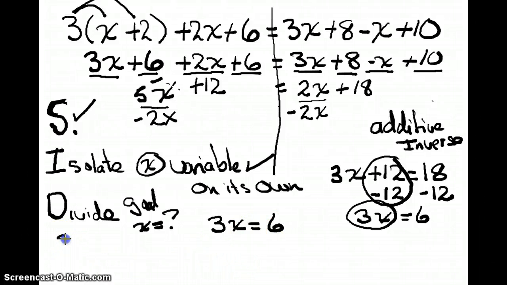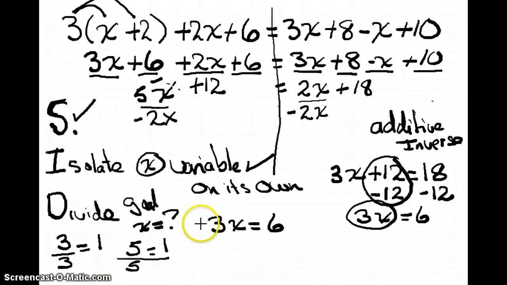How do I turn a 3 into a 1? I divide it by itself. How do I turn a 5 into a 1? I divide it by itself. Okay? This is called the multiplicative inverse, because really what you're doing is you're taking 3 and multiplying it by its inverse. 3 times 1 is 3. 1 times 3 is 3, and that equals 1.